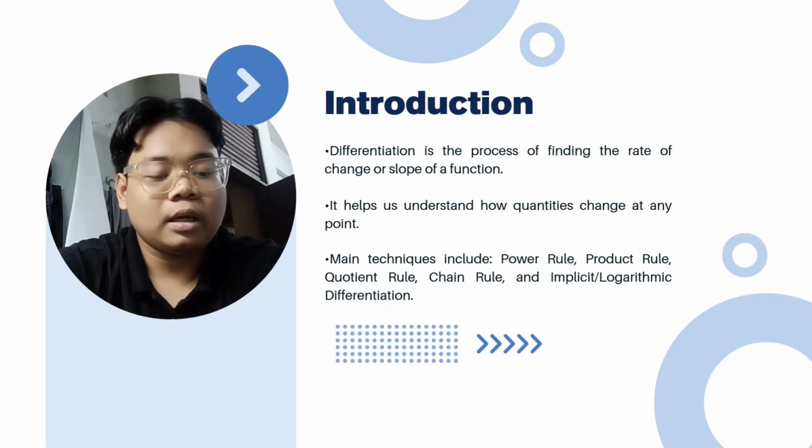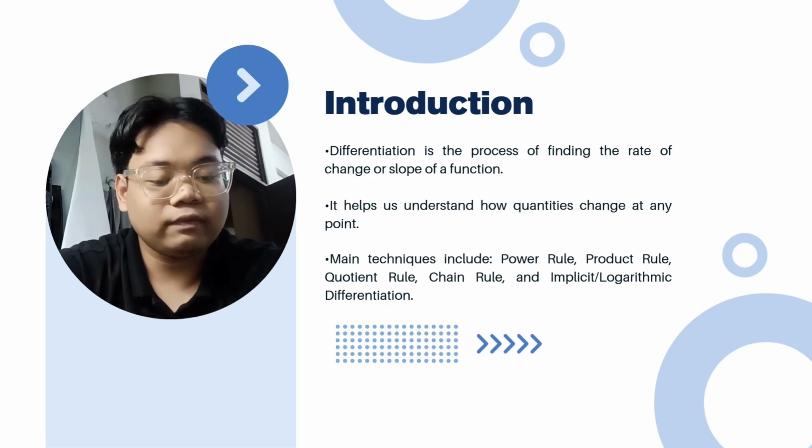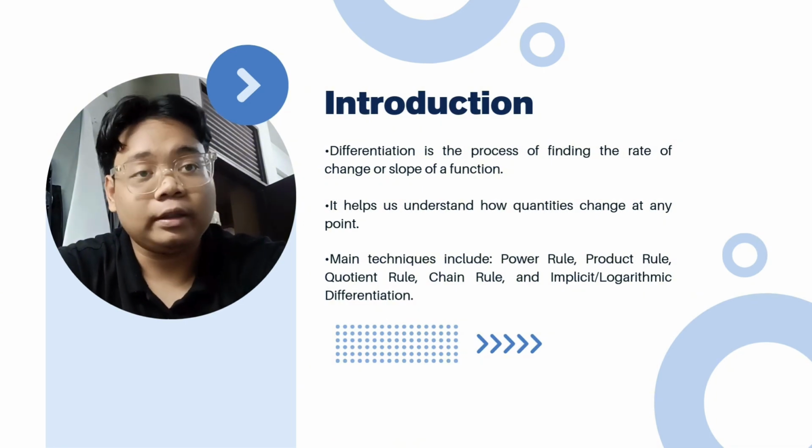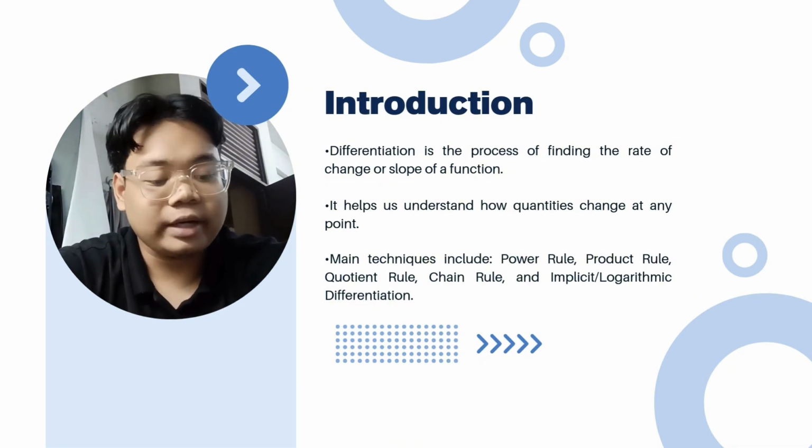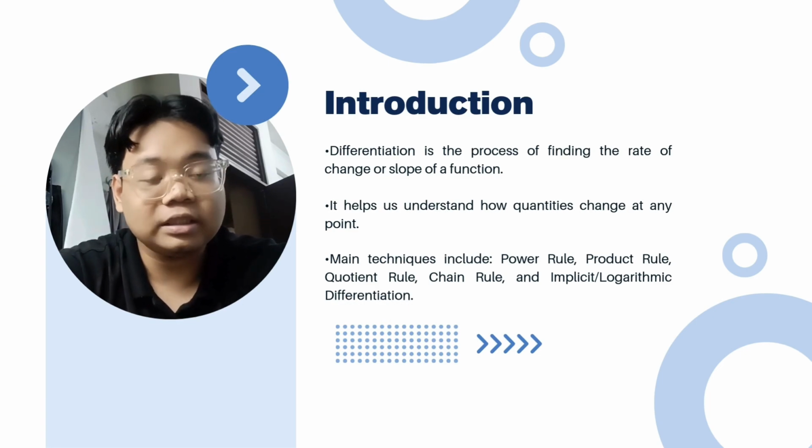Introduction of the topic, techniques of differentiation. Differentiation is a fundamental concept in calculus that measures how a function changes at any given point. In simple terms, it tells us the rate of change or the slope of a curve. For example, in real life, differentiation helps us determine how quickly a car's speed is increasing, how population grows, or how temperature changes over time.